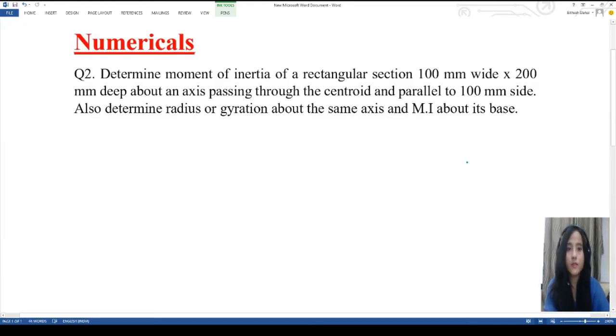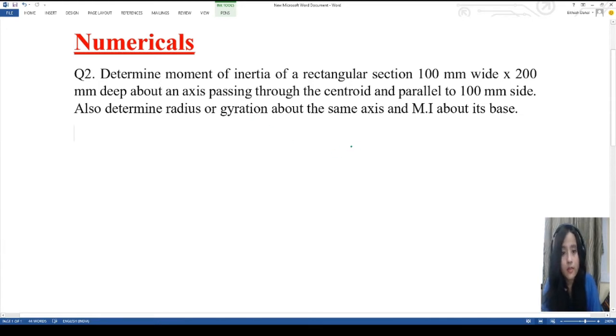Now let us solve the second question. It states, determine moment of inertia of a rectangular section 100 mm wide into 200 mm deep about an axis passing through the centroid and parallel to 100 mm side. Also determine radius of gyration about the same axis and moment of inertia about its base.